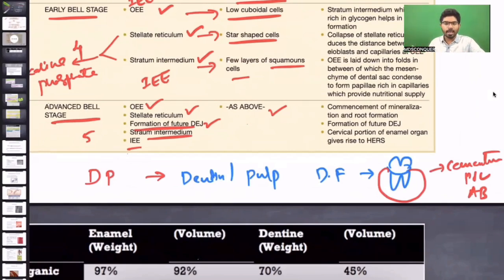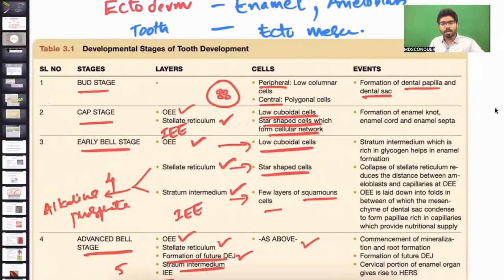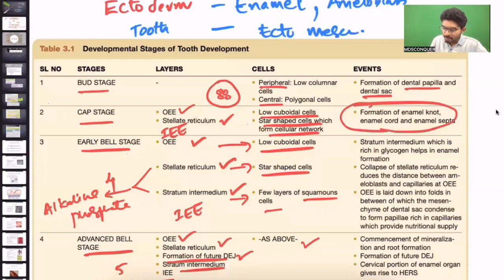And dental papillae gives rise to DP, that is dentin and pulp. Okay. Next one. I hope you are familiar with these terms: enamel knot, enamel cord, enamel septa, enamel navel, and all these things. These structures are formed in which stage?